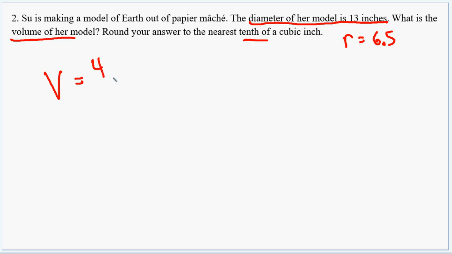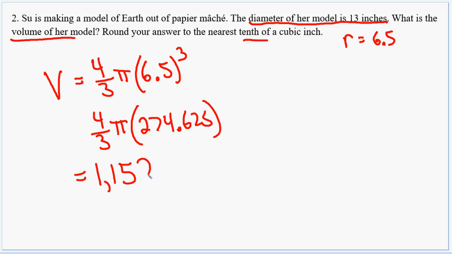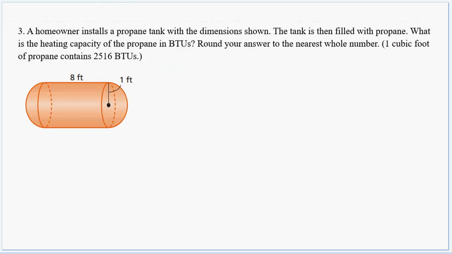So once again, volume is 4/3 pi times the 6.5 cubed. So that's 4/3 times pi. The 6.5 cubed turns out to be 274.625. All right, and they don't say leave it in terms of pi. They actually do say round to the nearest tenth of a cubic inch. So my calculator told me 1,150.35, so we'll round that up to a 4. Units are inches, and they're cubed. All right, 2 wasn't so bad.